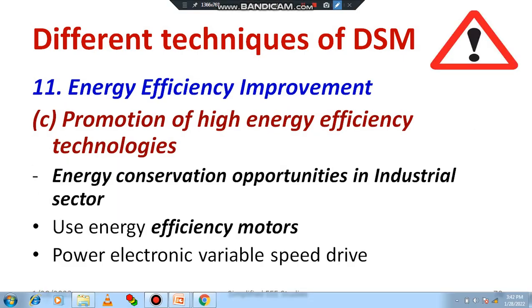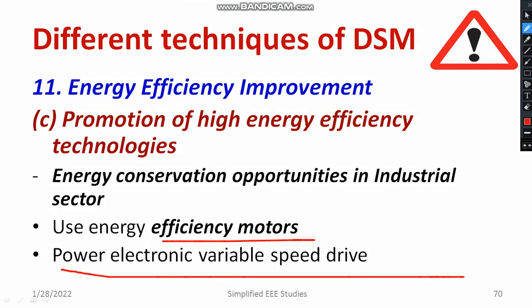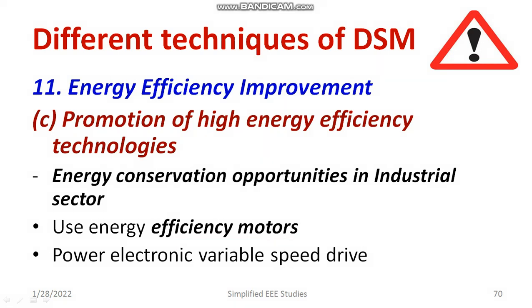While selecting the motor, you are supposed to choose a high energy efficient motor, and you need to use power electronic controllers like VFD, variable frequency drive, to control the speed of the induction motor, because in industry 80% of the motors will be induction motors, so it is better with a variable frequency drive. The problem is the harmonic issues. You need to use a certain amount of filters to minimize the harmonics. These are all the things you can implement.